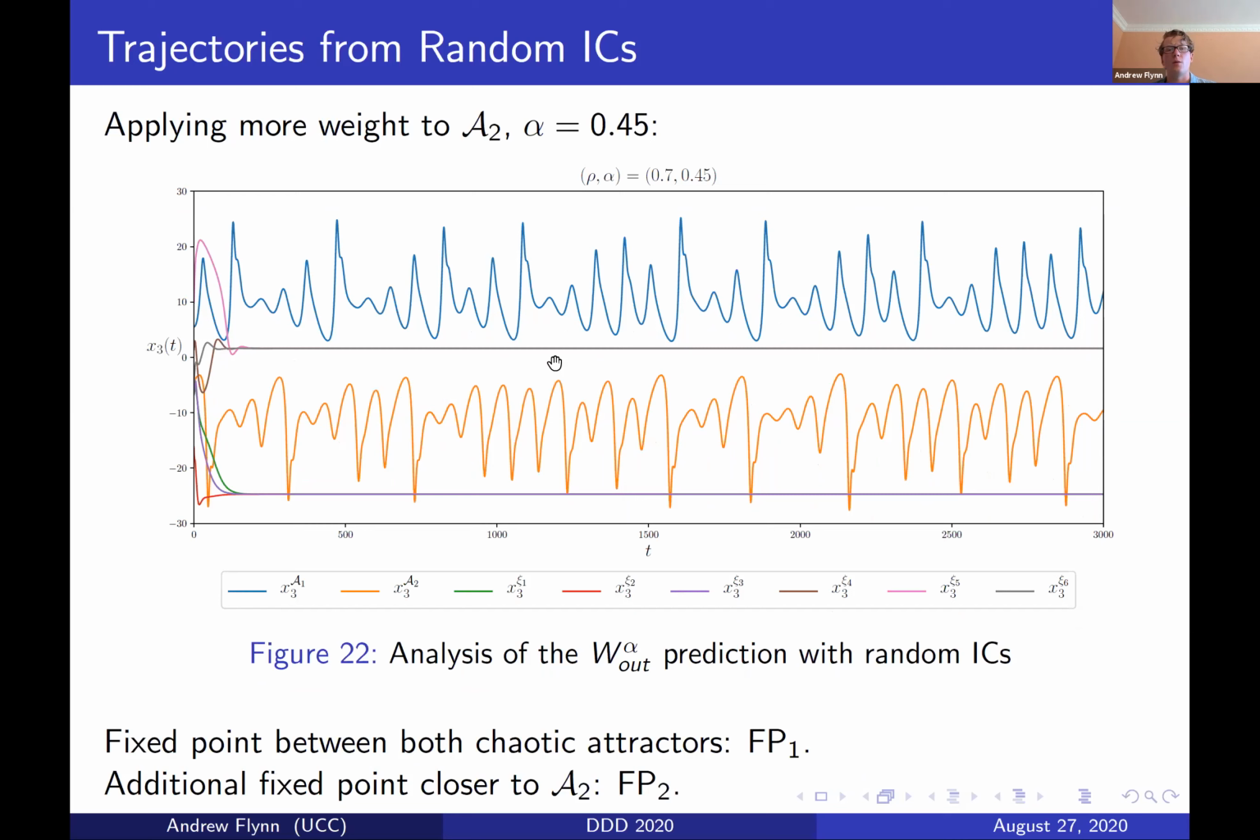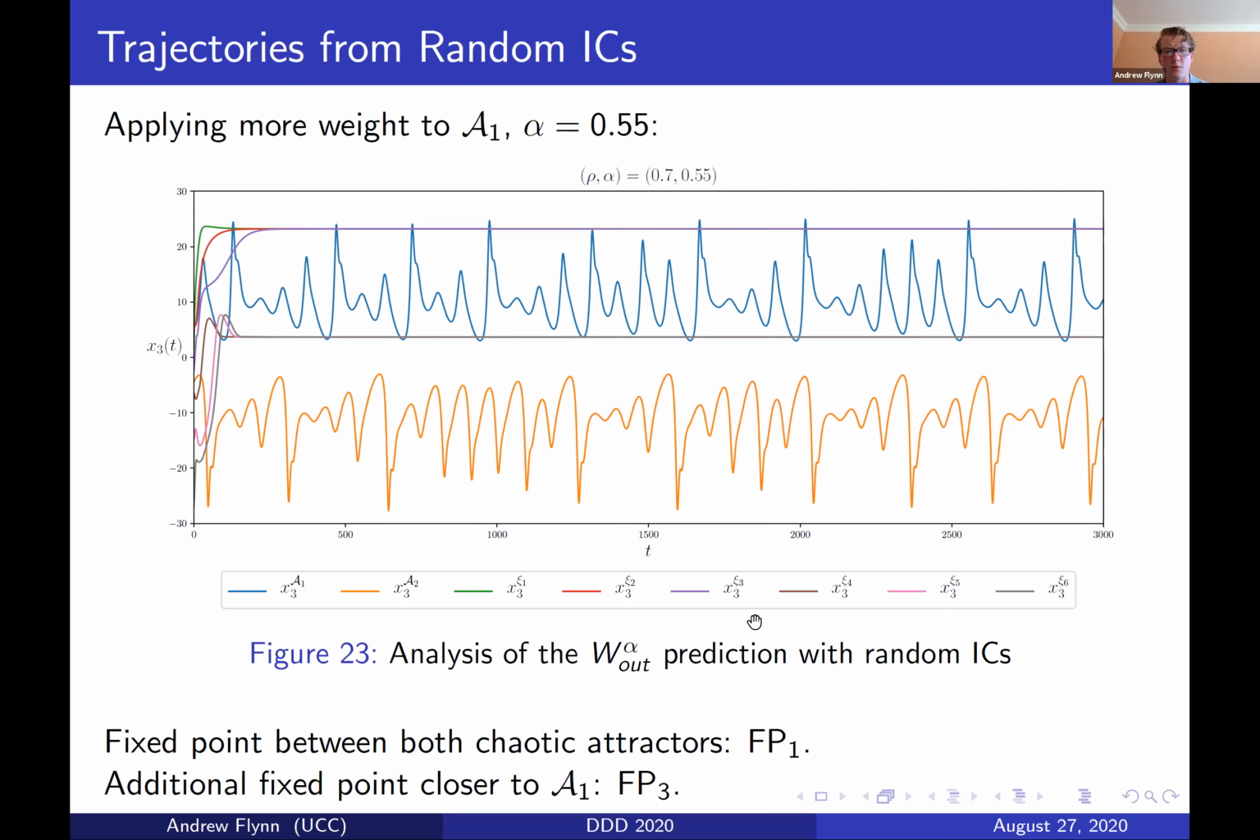Likewise, if I apply more weight towards attractor A2 here, and seed in many random initial conditions, I end up on attractor A1, I end up on attractor A2, I also end up on this fixed point in between both attractors, and I also fall towards a fixed point closer to attractor A2, which we call FP2. Then on the other side, if I apply more weight towards attractor A1, I end up in this picture where I have an additional fixed point closer towards attractor A1.